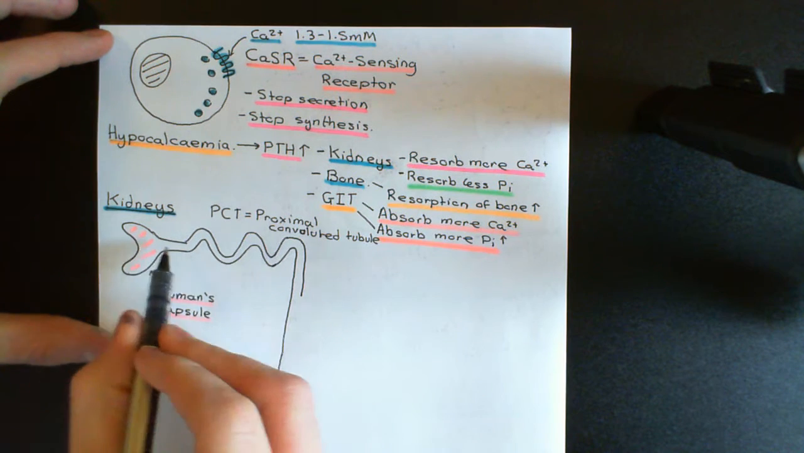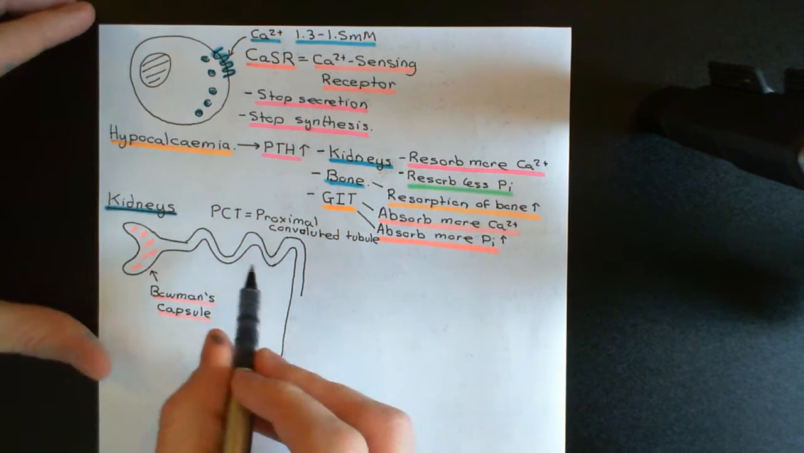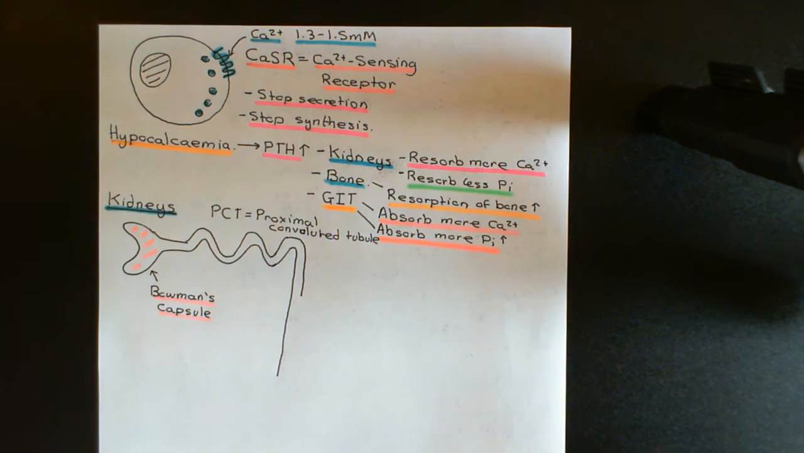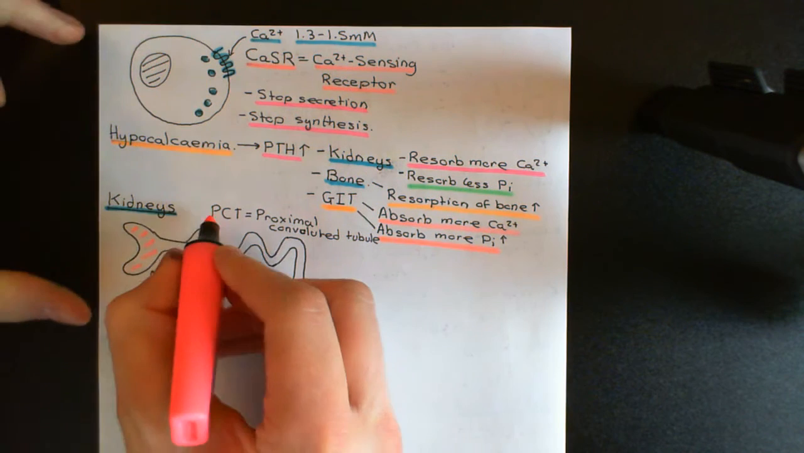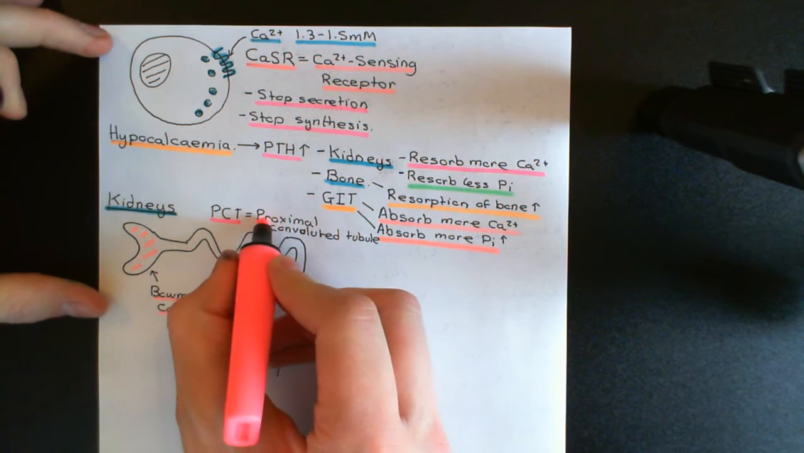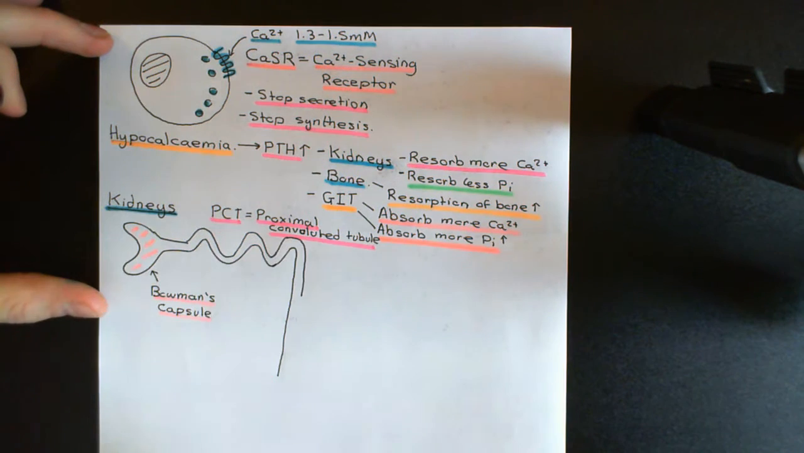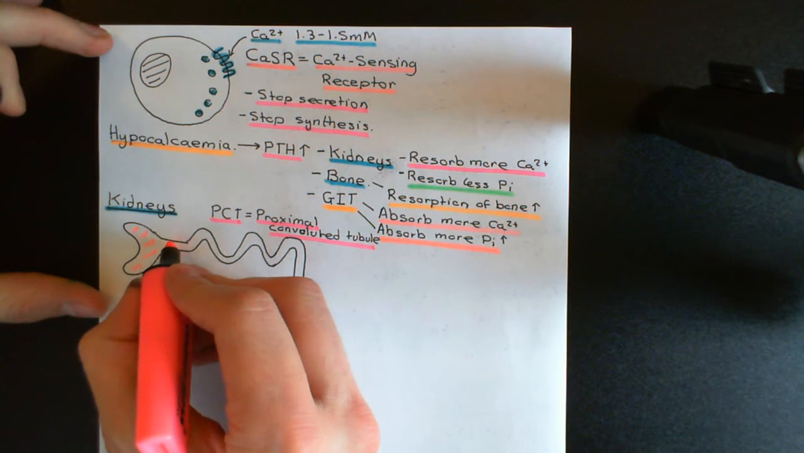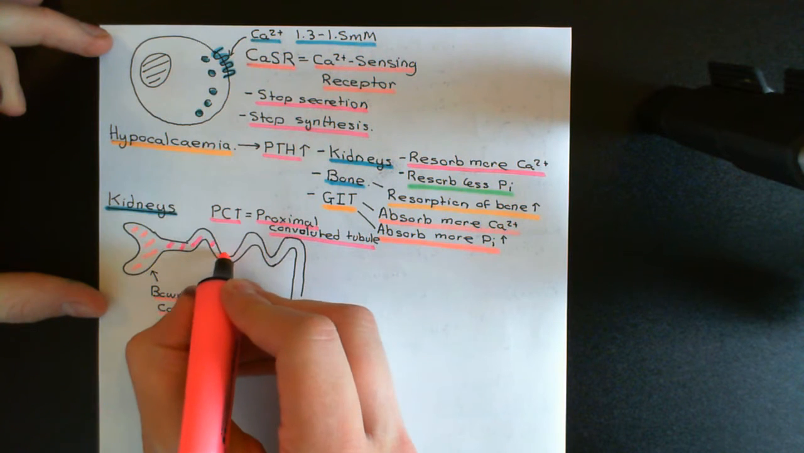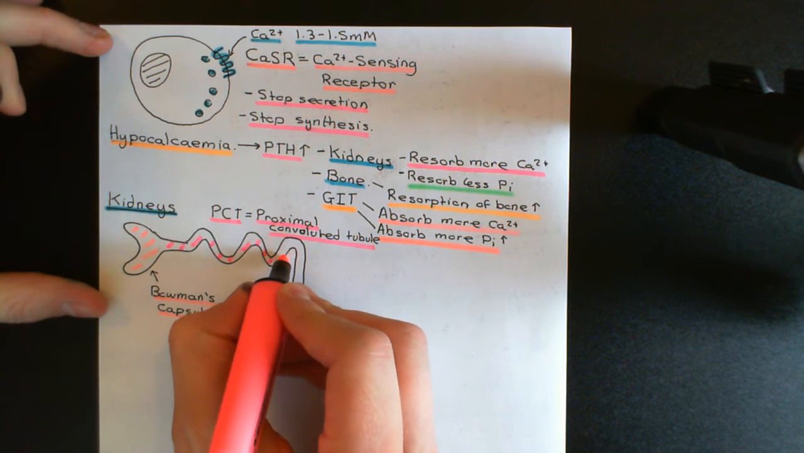Okay, so all of the portion that we've talked about so far, Bowman's capsule and the proximal convoluted tubule, they are in the cortical portion of the kidney, they're in the outer portion of the kidney. Whereas now the loop of Henle is going to duct down into the medullary, the middle portion of the kidney. So I'll just colour in the proximal convoluted tubule here in pink, like so.